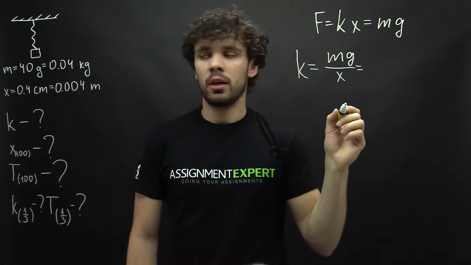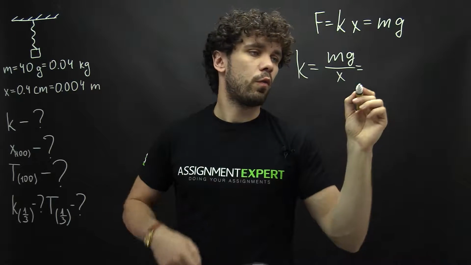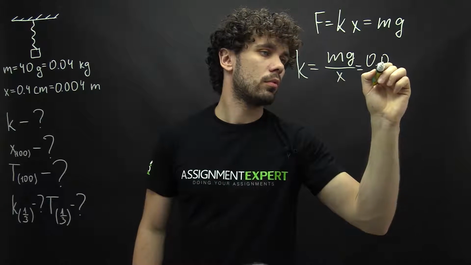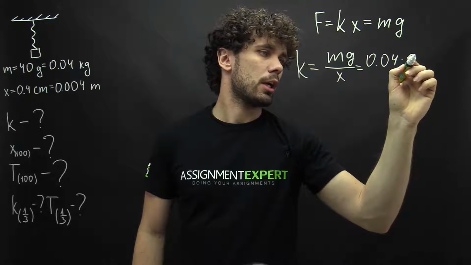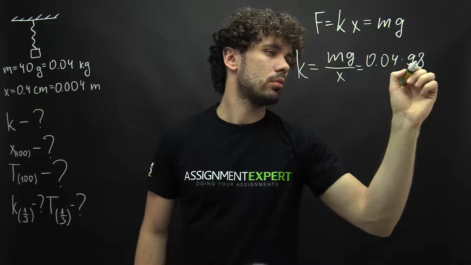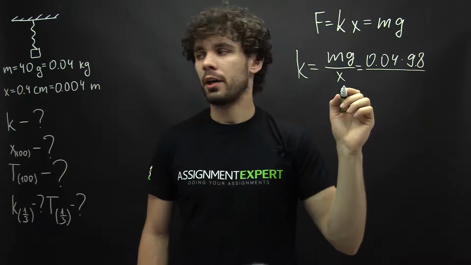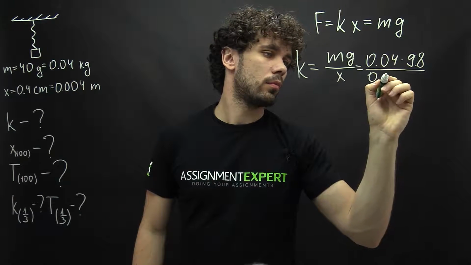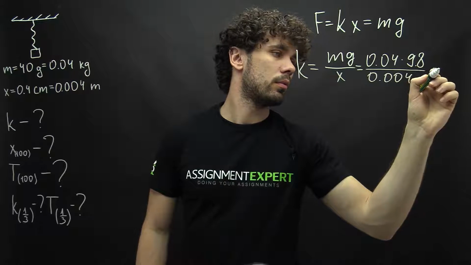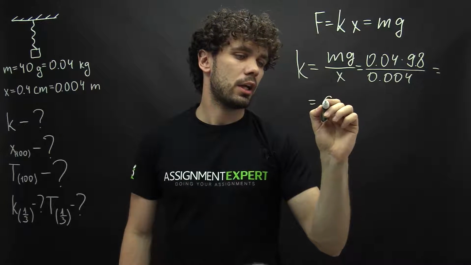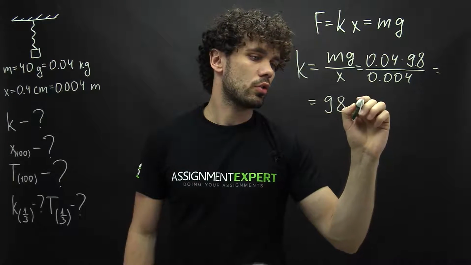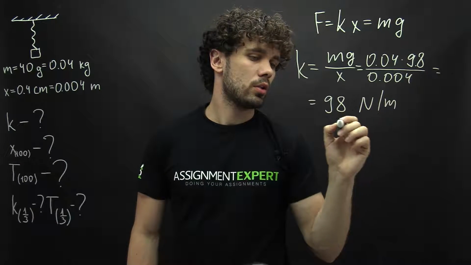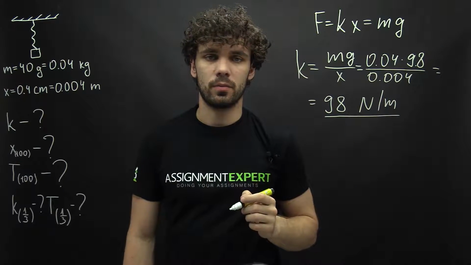In our case, this is 0.04 times 9.8 divided by 0.004. And this gives us 98 newtons per meter. So here we found the spring constant.